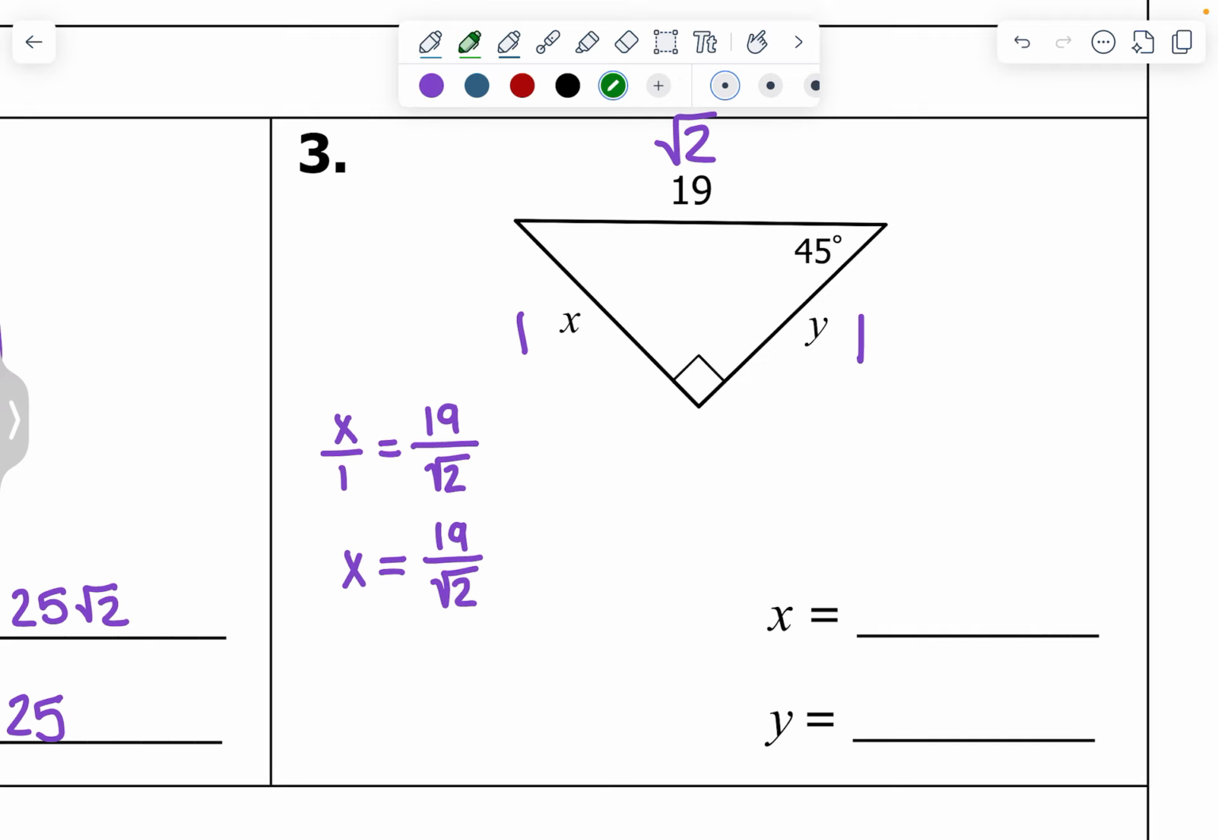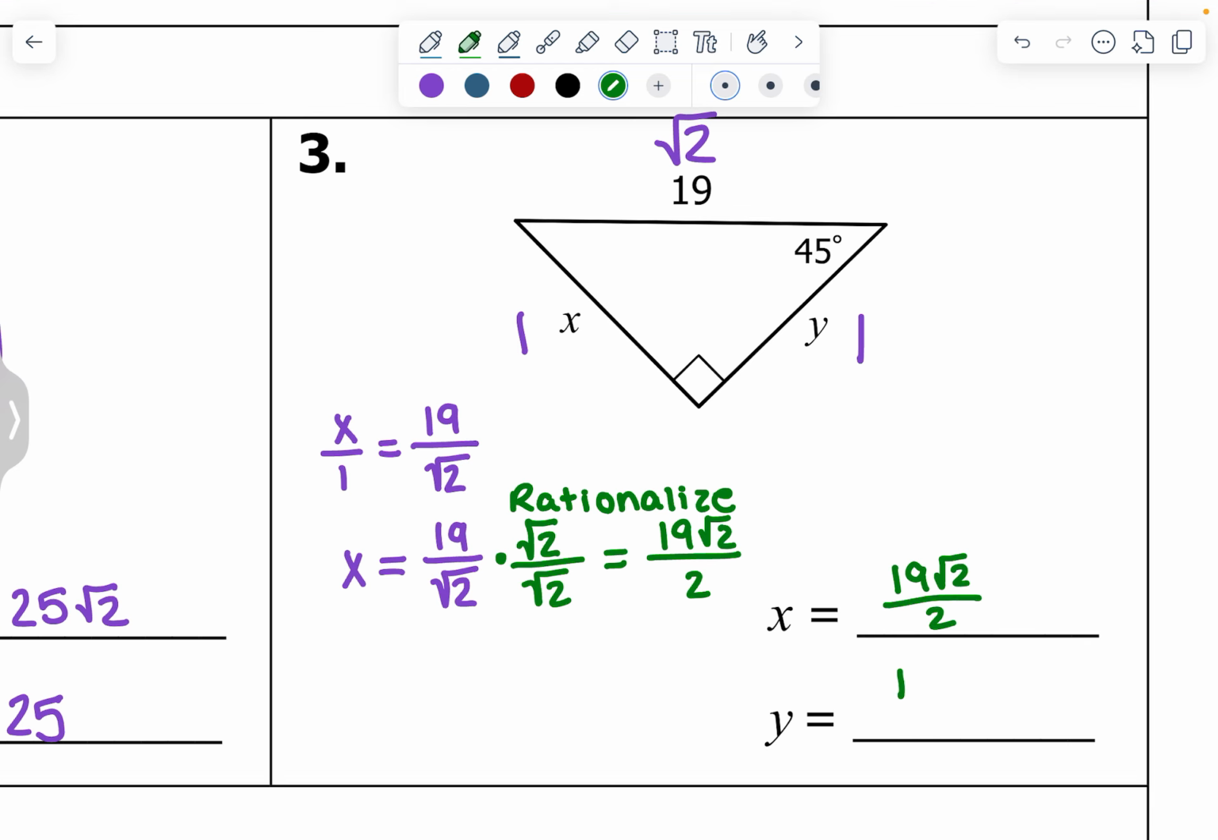But we cannot leave it as over radical 2, so we have to rationalize. And so we have to multiply by radical 2 over radical 2. And that is going to equal 19 radical 2 over 2. And so x is 19 radical 2 over 2.